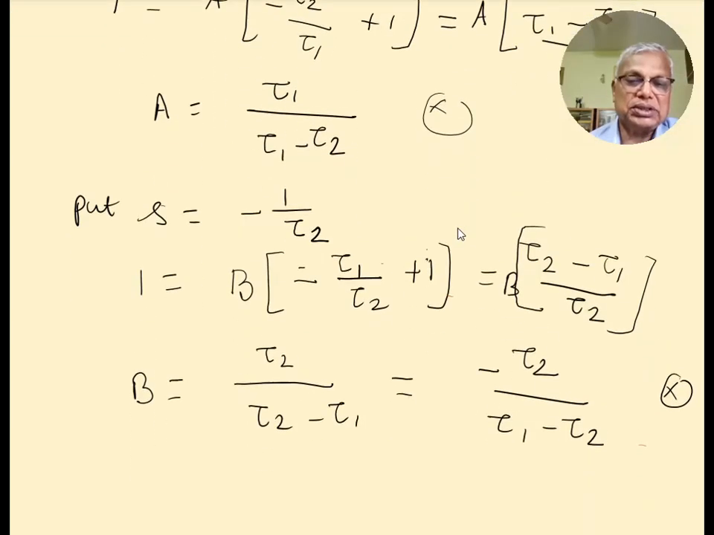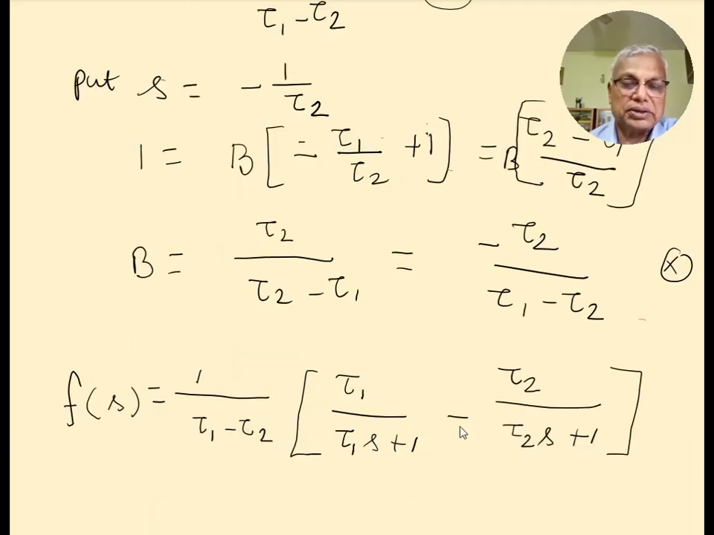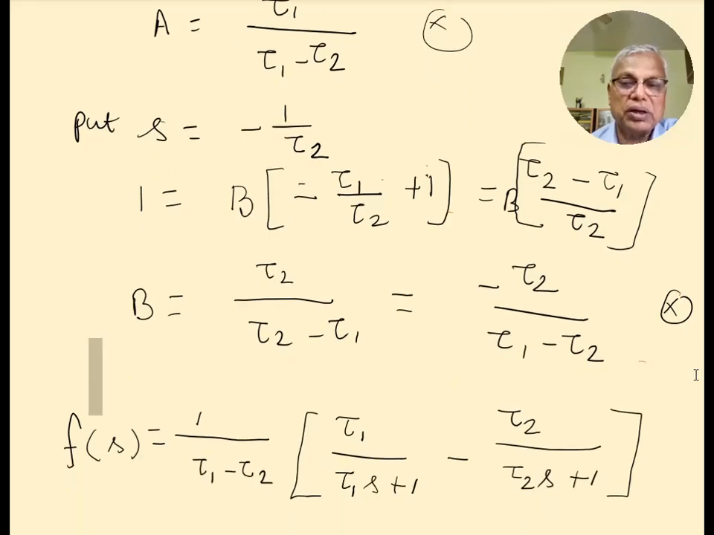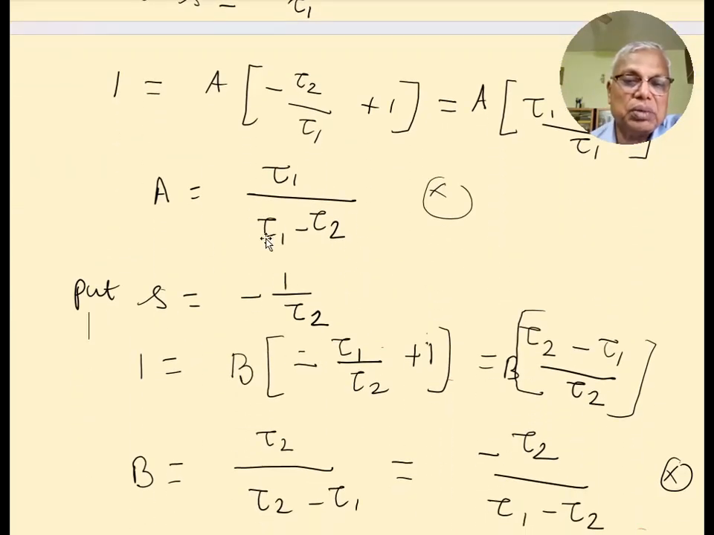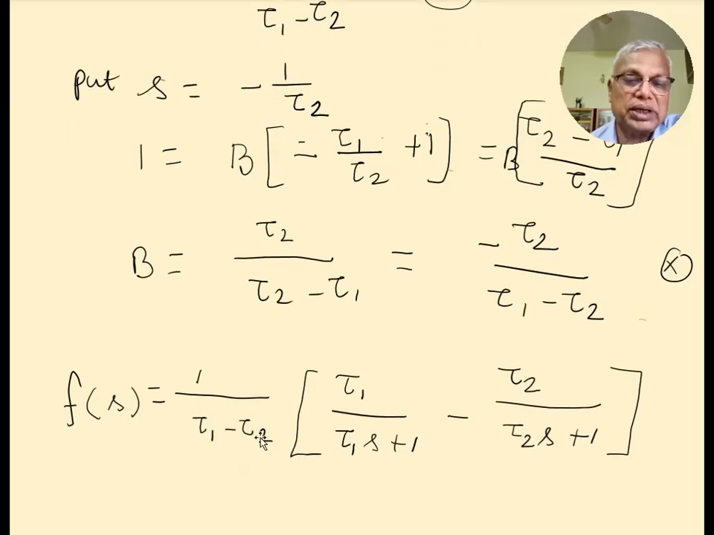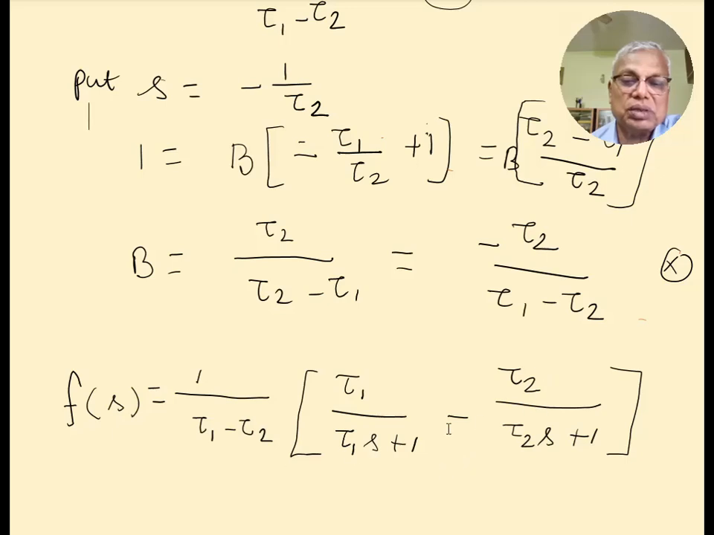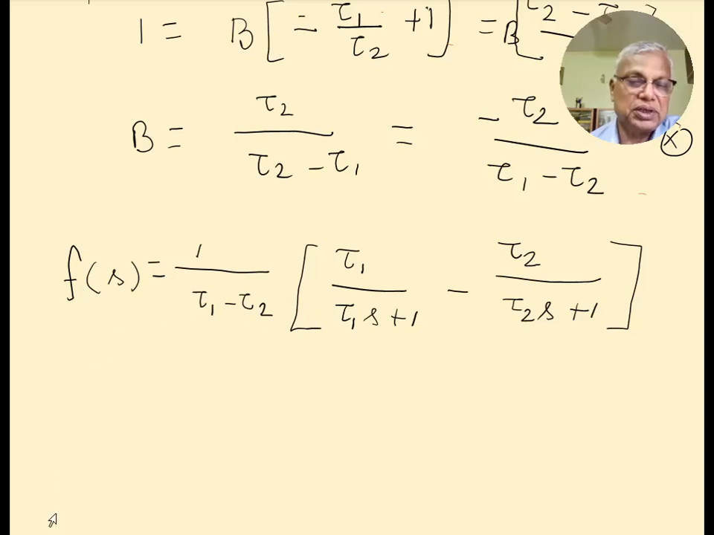Now let me substitute this a and b in the function and write. I have substituted a and b in this equation. One denominator, tau 1 minus tau 2, is common, so I have taken tau 1 minus tau 2 common, and a is tau 1 by (tau 1 s plus 1). b is minus tau 2 by (tau 2 s plus 1). Now let us take the inverse of this. So let us invert this function.